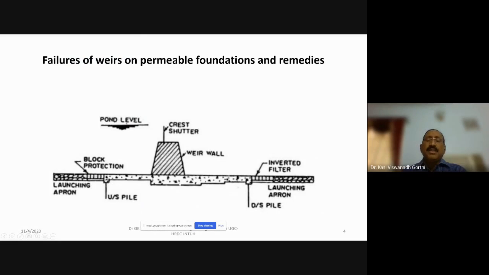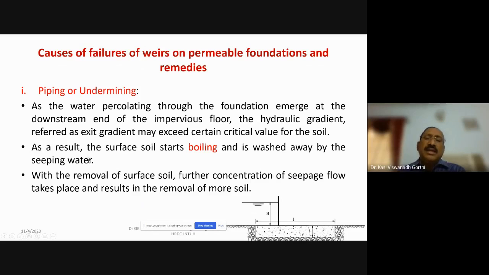Third one is that because the water is falling from the upstream to the downstream portion, hydraulic jump may be formed, causing the rupture of the floor on the downstream portion. And there may be scouring on the upstream side or on the downstream side because of the velocity of flow of water. So these are all the four possible causes or types of failures of the weirs on the permeable foundation. Let us try to look at quickly one by one.